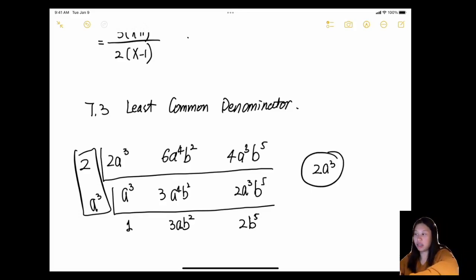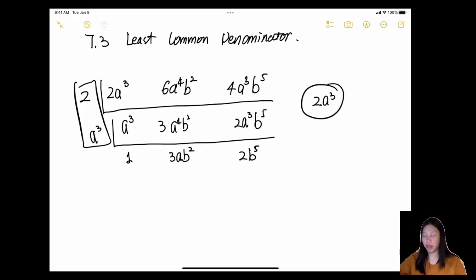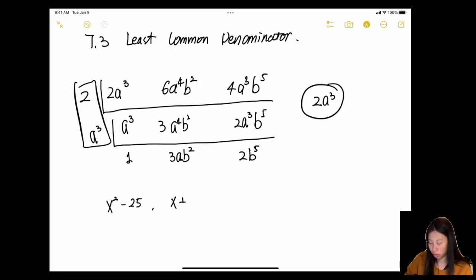Now let's take a look at another example. Let's look at a little bit more complicated one, such as x squared minus 25, and then x plus 5. What do they have in common?